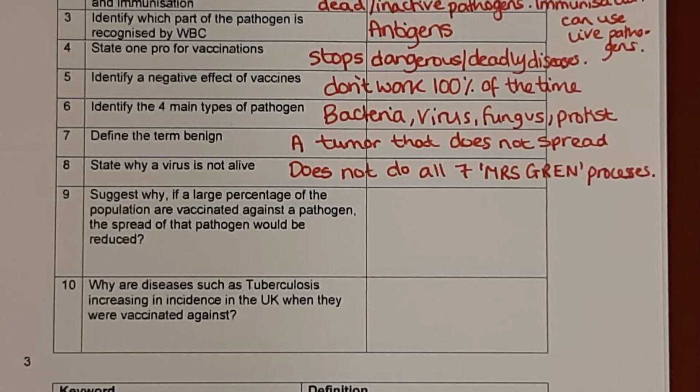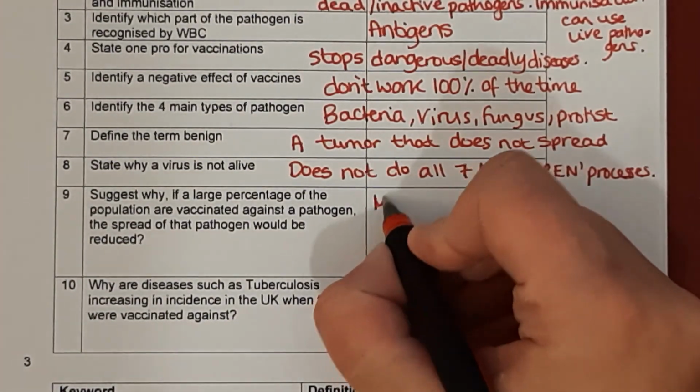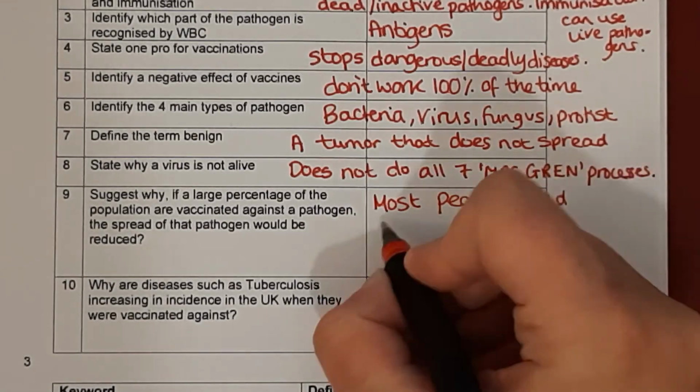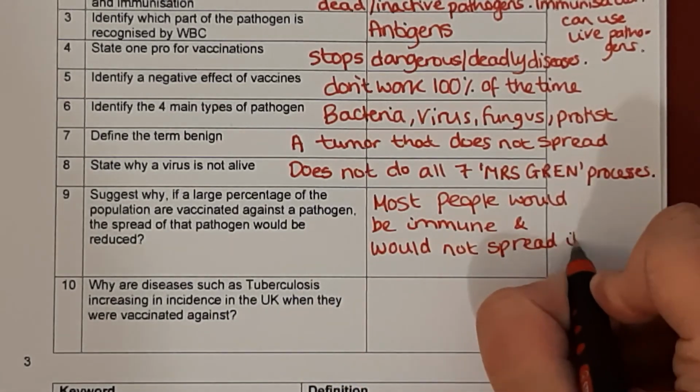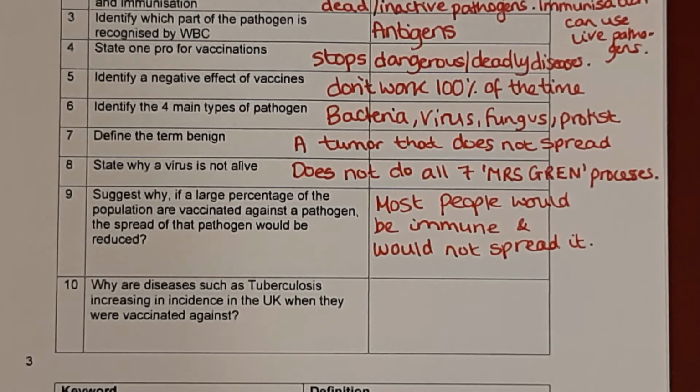Question 9. Suggest why, if a large percentage of the population are vaccinated against a pathogen, the spread of that pathogen would be reduced. So if a large percentage of the population is vaccinated, then most people would not be able to get the disease and pass it on. They would get the disease and immediately fight it off and not be able to spread it. So the key idea here is that people would be immune, and when you're immune, you can't spread it.